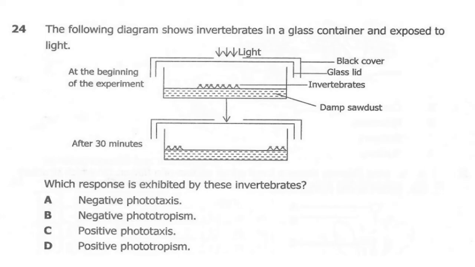Question 24. The following diagram shows invertebrates in a glass container and exposed to light. What response is exhibited by these invertebrates? A. Negative phototaxis. B. Negative phototropism. C. Positive phototaxis. D. Positive phototropism. What's the correct answer? Is it A, B, C, or D?